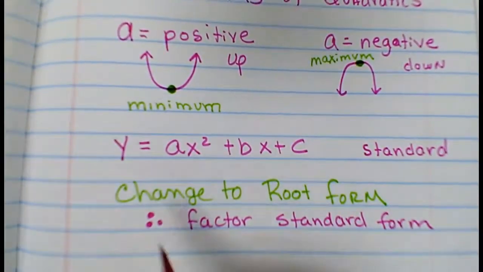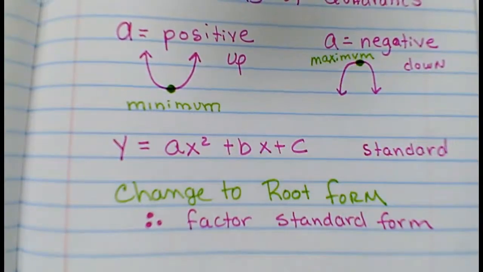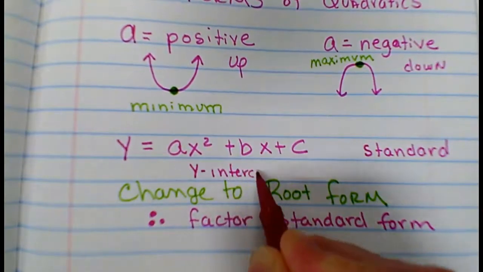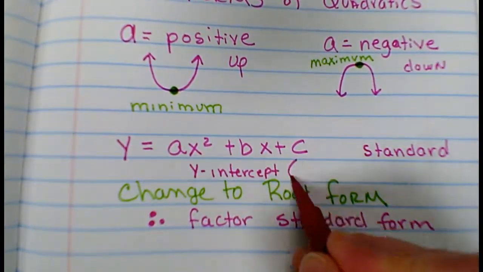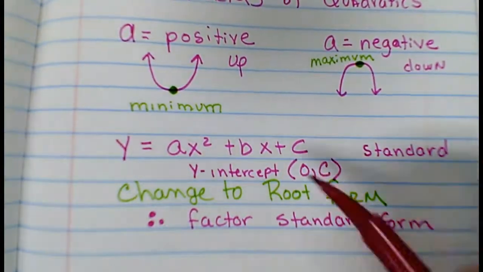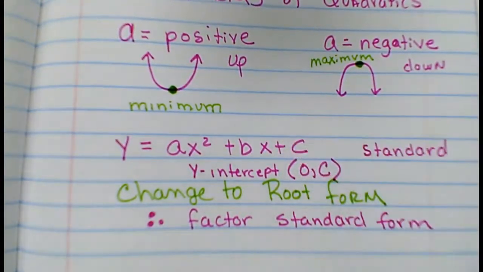By the way, what is the standard form good for? What can you tell by just looking at the standard form? The y-intercept is 0 and whatever this C number is.